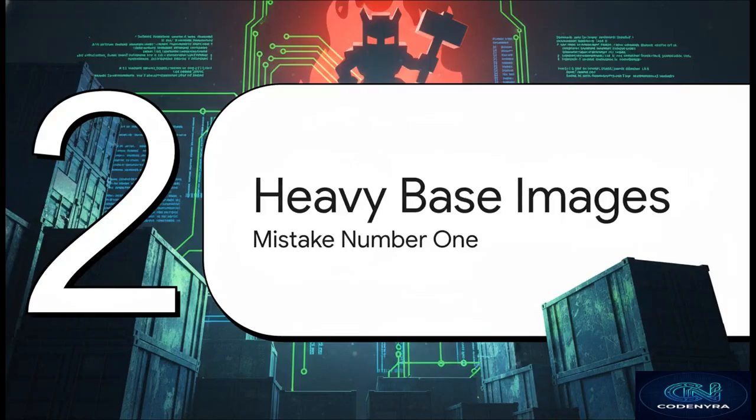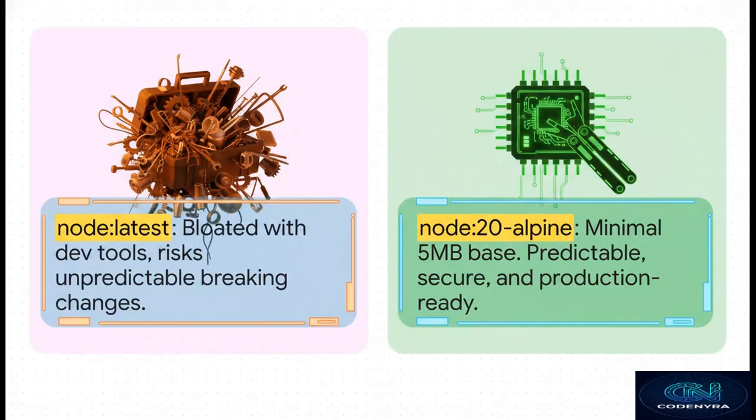Moving on to Section 2, mistake number 1, heavy base images. So the very first mistake we see all the time is defaulting to generic tags, things like Node.latest or Ubuntu.latest. Doing this pulls in hundreds of megabytes of completely unnecessary development tools, compilers, text editors, the whole shebang. The heroic fix here? Pinning specific minimal distributions. Swapping over to something like Node 20 Alpine or a Google distroless image gives you a fully functional runtime environment in just a few megabytes. It's secure, it's minimal, and it is highly portable.